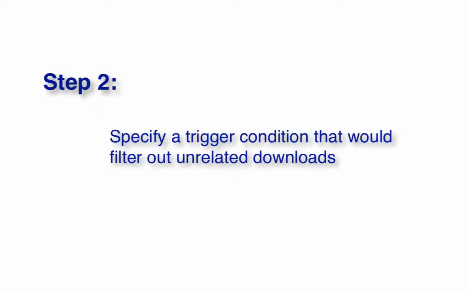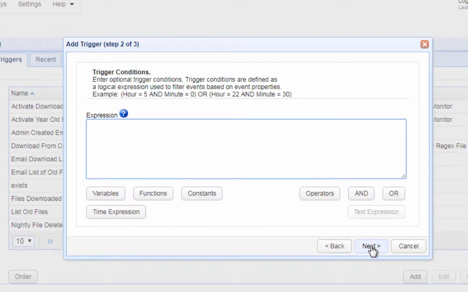The next step would be to create a trigger condition that would narrow your trigger down to a specific download or a specific set of downloads. If your managed file transfer server is running in a production environment, chances are you'll have several downloads going on at any given time. In order to make sure the trigger we're creating here only acts on a specific set of downloads, we need to put together a set of trigger conditions that would filter out all unrelated downloads. For example, we can tell Jscape MFT server to act only on those downloads that take place after 8 p.m. on the first day of each month.